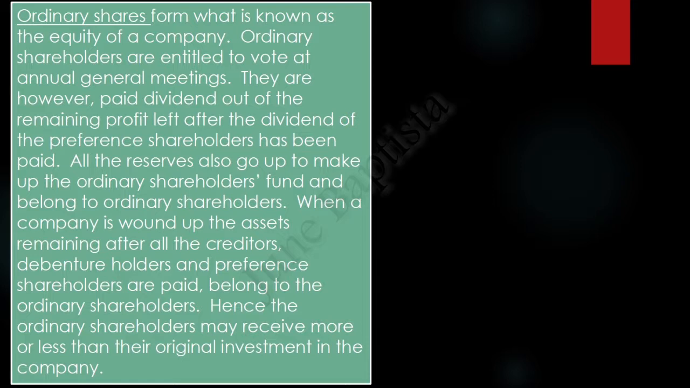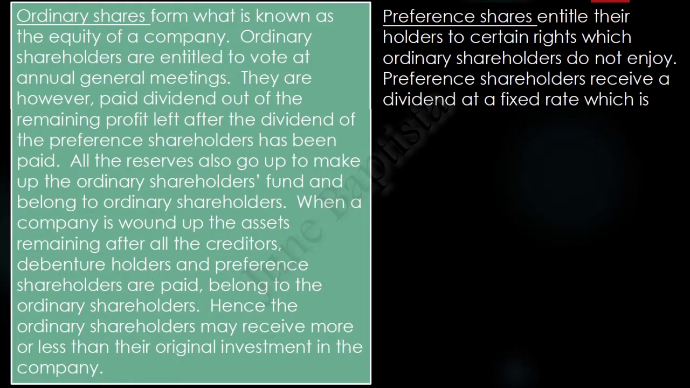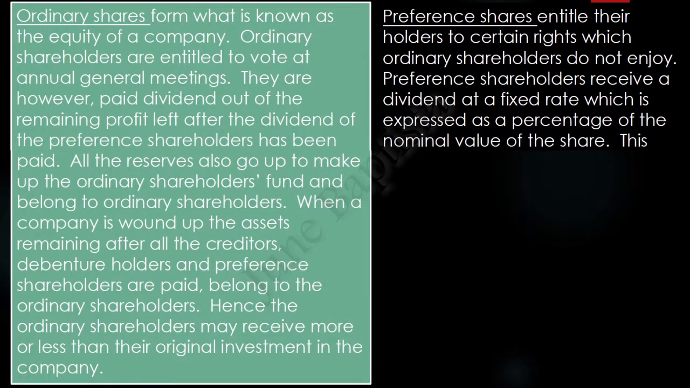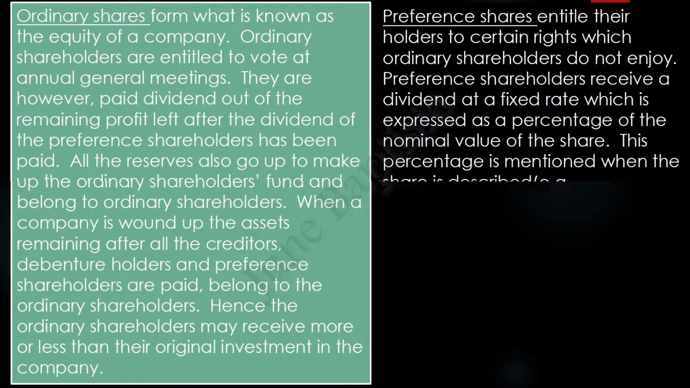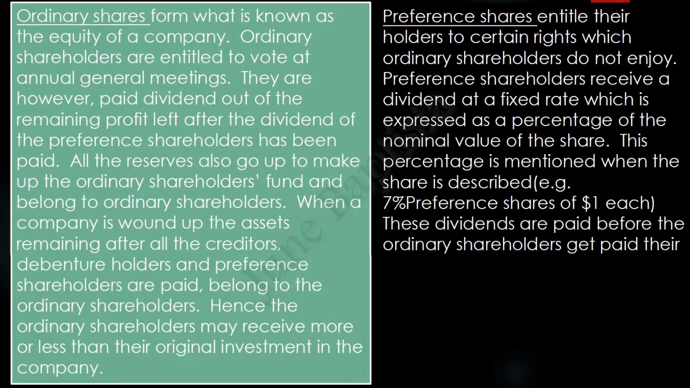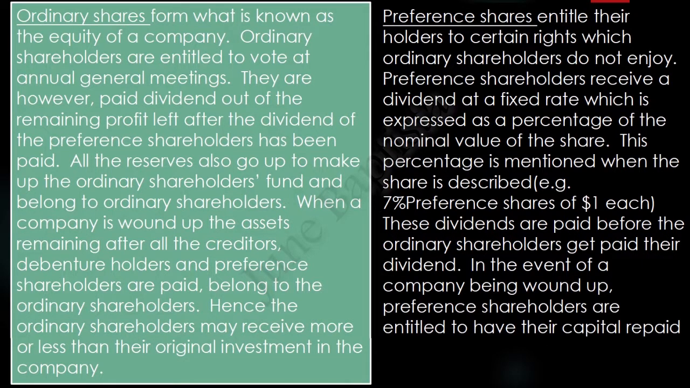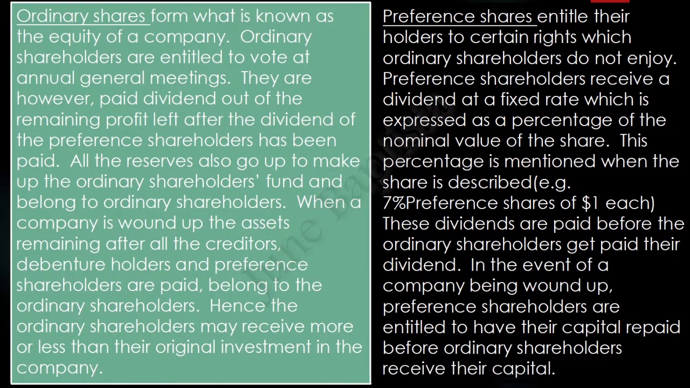Let's look at preference shares. Preference shares entitle their holders to certain rights, which ordinary shareholders do not enjoy. Preference shareholders receive a dividend at a fixed rate, which is expressed as a percentage of the nominal value of the share. This percentage is mentioned when the share is described. These dividends are paid before the ordinary shareholders get paid their dividend. In the event of a company being wound up, preference shareholders are entitled to have their capital repaid before ordinary shareholders receive their capital.